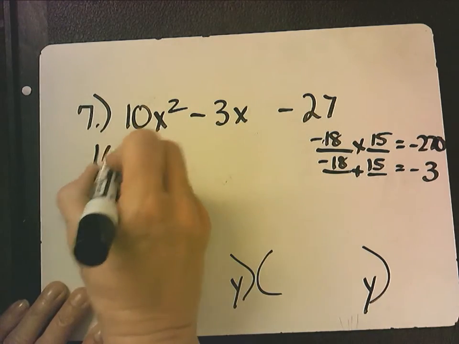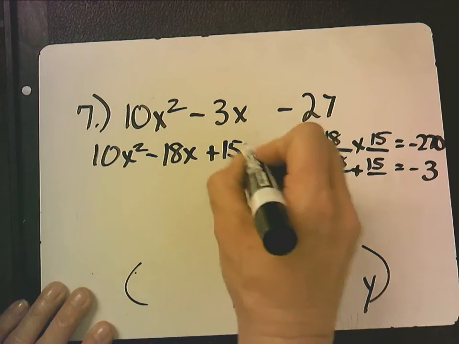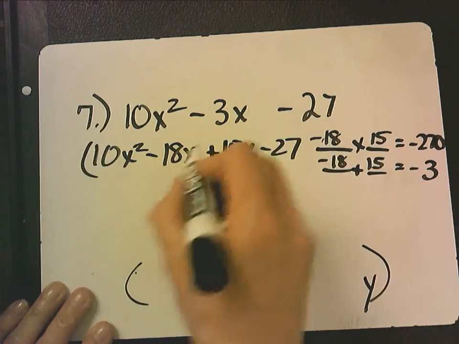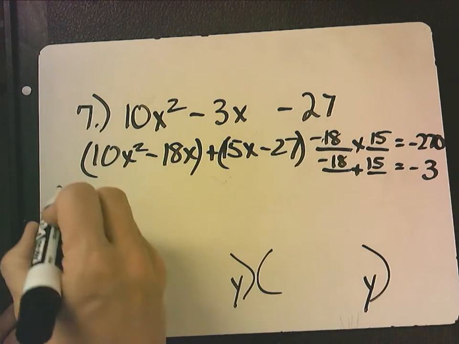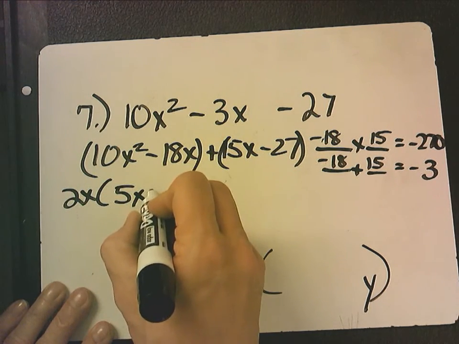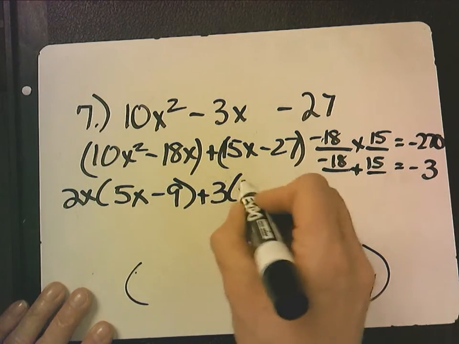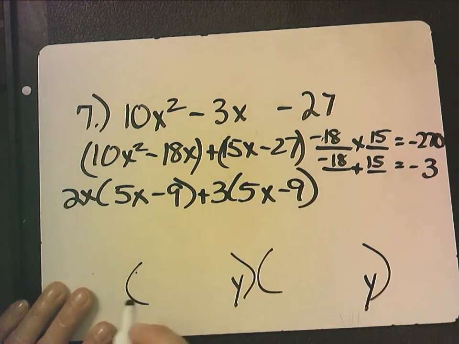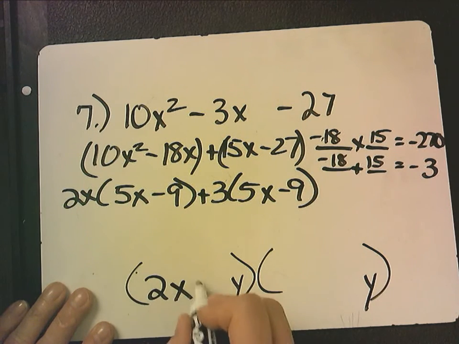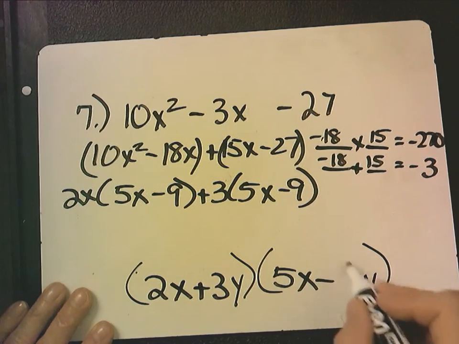Now, I'm going to do 10x squared minus 18x plus 15x minus 27. Factor by grouping. I take out a 2x. I get 5x minus 9 plus 3, and I get 5x minus 9. And my answer is 2x plus 3 times 5x minus 9.